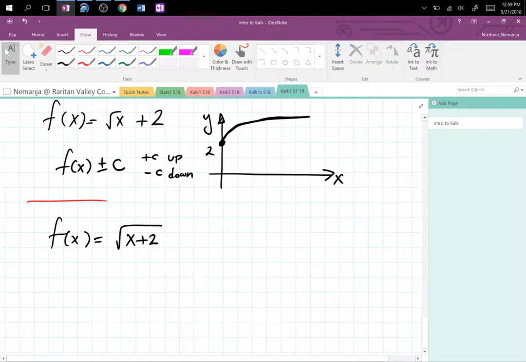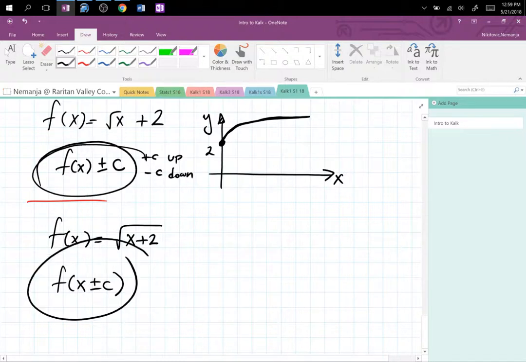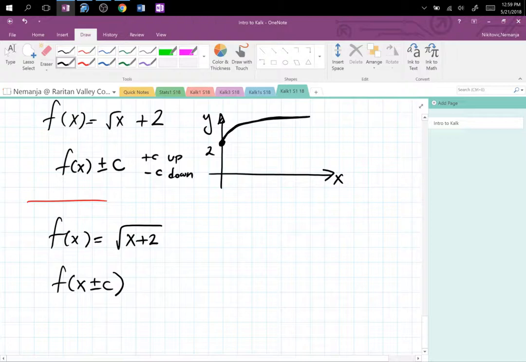Now these types of shifts are going to be left and right. So what I have over here is f of x plus or minus c. You see the notation is different for these two. Notation is different because the top one is adding a number to the entire function. The one on the bottom adds a number to x directly. Now, when you have a plus c, the shift is left. When you have minus c, the shift is right.